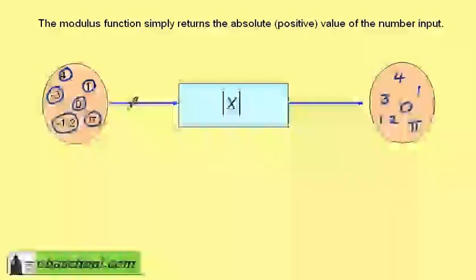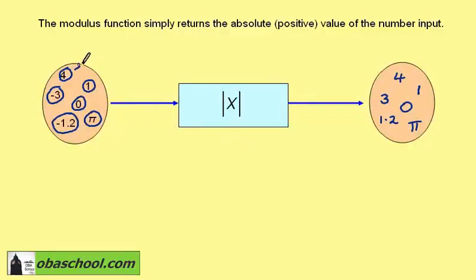So just looking at this again, the positive numbers that were input, 4, 1 and pi, just returned 4, 1 and pi. 0 returned itself, and the negative numbers -3 and -1.2 returned their positive values.